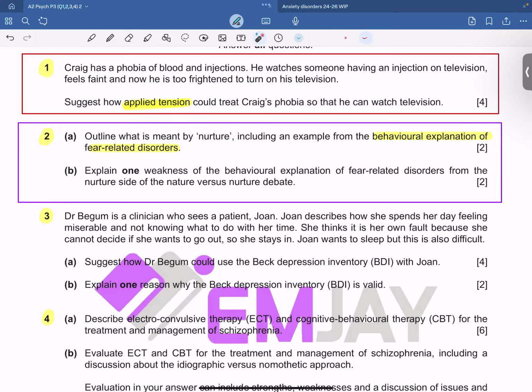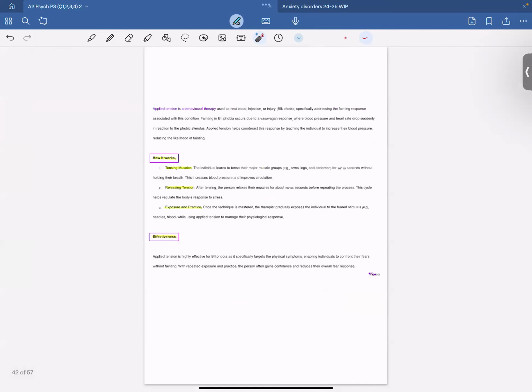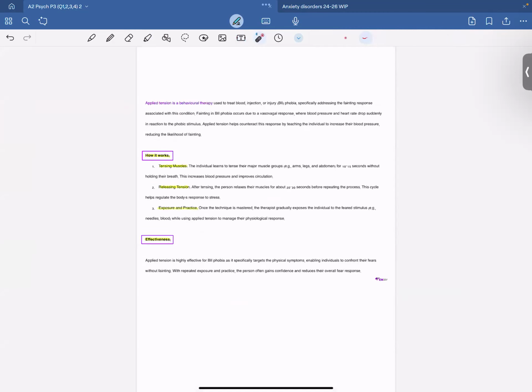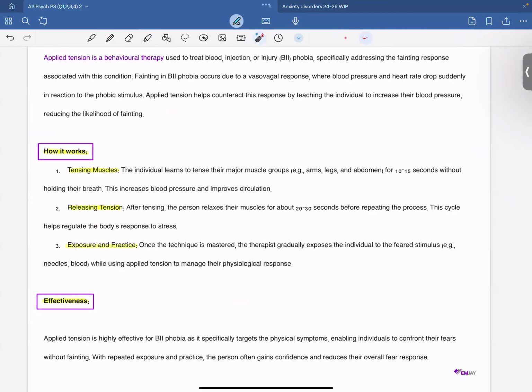So, like I say, the purpose over here is to revise a particular topic, to revise applied tension. And once we're done with the revision, we would move on towards seeing how this particular question can be answered. Moving on, as we speak about applied tension over here, what exactly is applied tension?